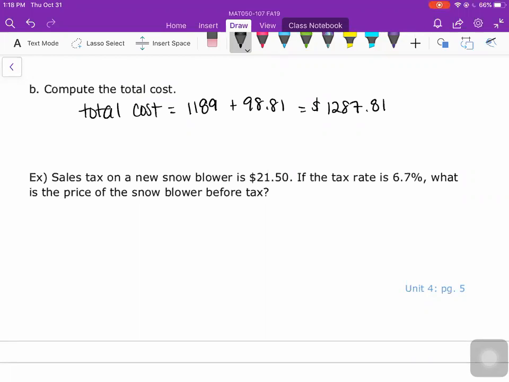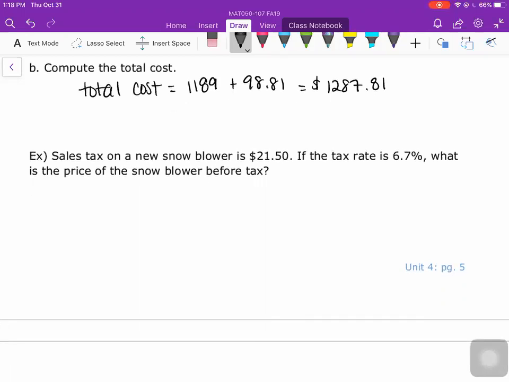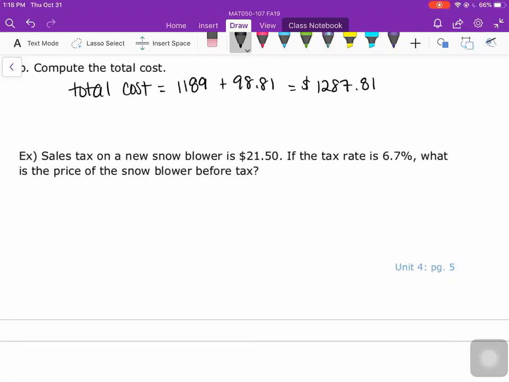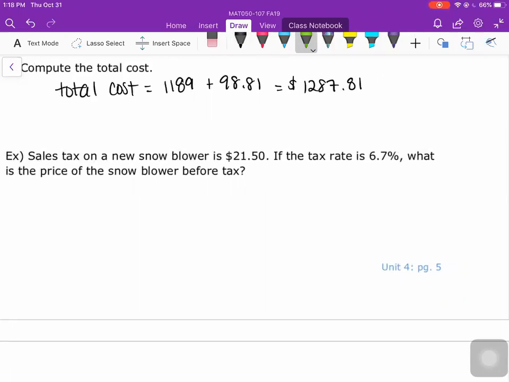The sales tax on a new snowblower is $21.50. If we know the tax rate is 6.7%, what was the price of the snowblower before tax? So we're going to take our percentage and rewrite it as a decimal. So what's 6.7% as a decimal?